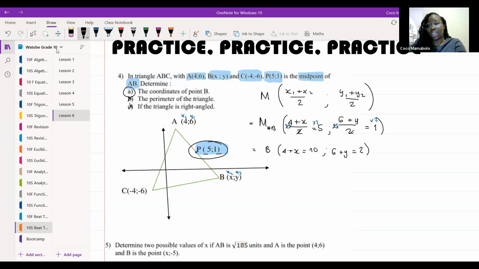Now we can transpose, right? Okay, now you can solve for x for me. X equals 6. Good. X is equal to 6 and y is equal to? -4. Beautifully done. Excellent stuff. So my coordinates for B are 6 and -4. Very well done.